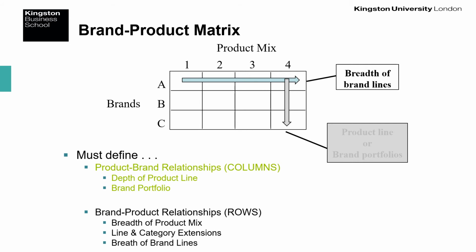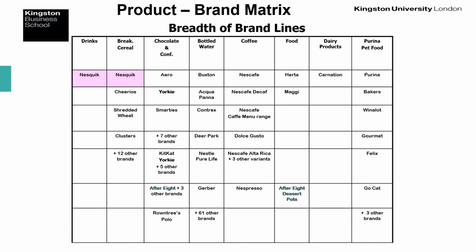Breadth of brand lines coming from our... So the example here is just really reinforcing the fact that we can use this. You can see that the 2 Nesquik cells have been highlighted. So we can use this to illustrate brand extensions and look to see how often and where a specific brand name occurs within the portfolio of the organisation's products.